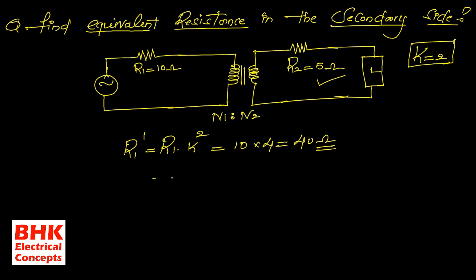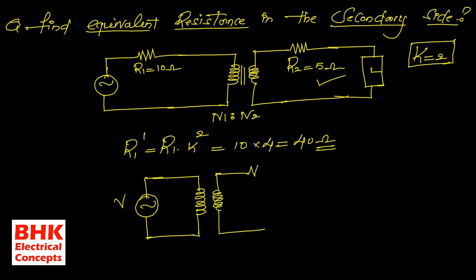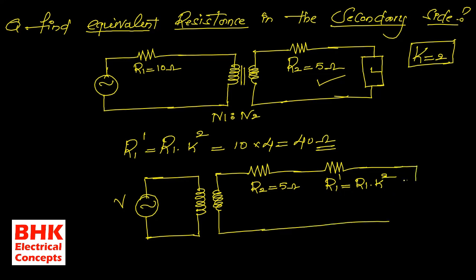After transferring, the equivalent circuit becomes like this. This is the applied voltage, and here R2 is equal to 5 ohms, and we referred the value of R1 from primary to secondary. It becomes R1 dash because it is the new value of resistance. So here R1 dash is equal to R1 into k square, and here we connected the load. This one is a load.